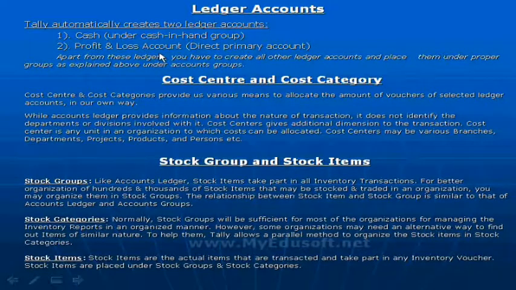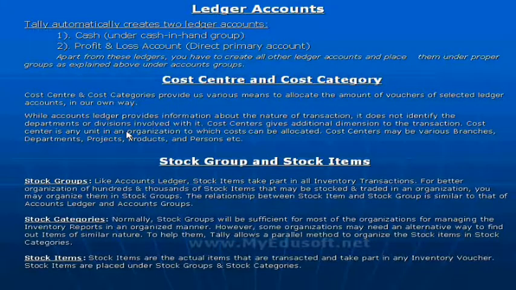Next one is cost center and cost category. In a company, all transactions will be on accounting basis. If we want to maintain accounts category wise or center wise or thing wise and maintain separate accounts for it, then we have to maintain cost center and cost category in Tally.